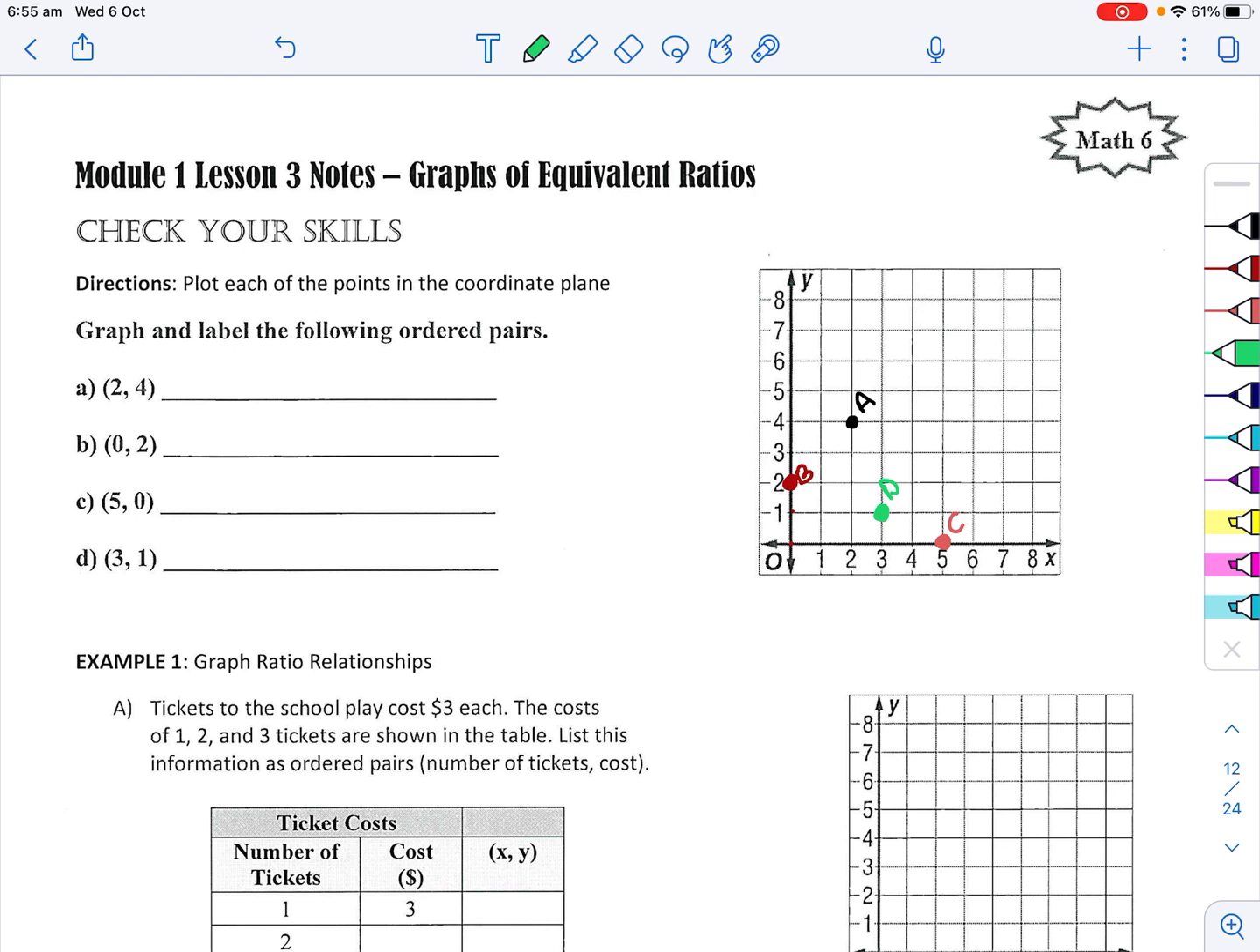Now for plotting points, it's X, then Y, so left or right, and then up or down. In this situation, everything was going to the right and then up, or staying at 0 and then going up, okay? Because we're working in that first quadrant, all those positive numbers.